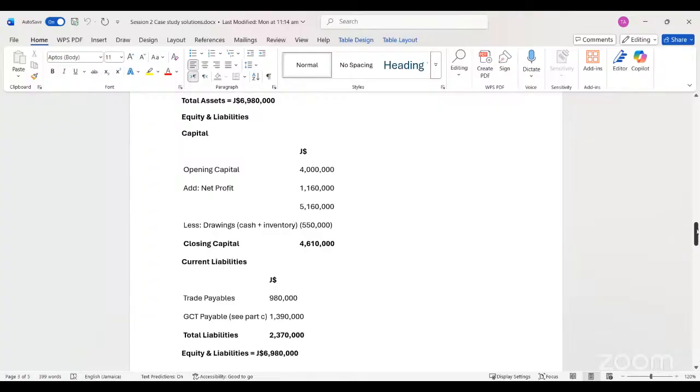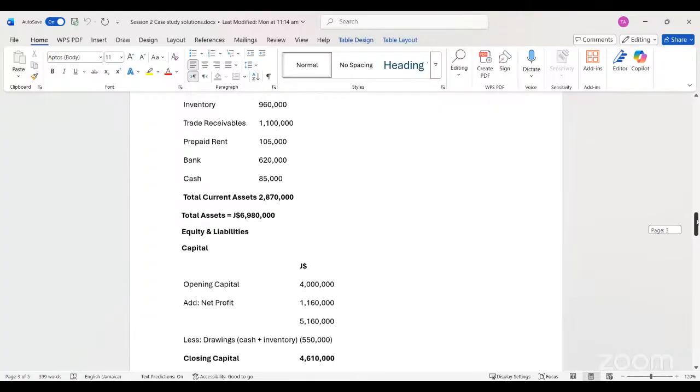Hold on, sir. I think I missed something there. So you say opening capital 4 million, net profit 1.160, and then you list the drawings of how much? 550. Remember, the 300,000 was inventory, and then the cash was 250. So 250 cash and 300 inventory. There should be 550.